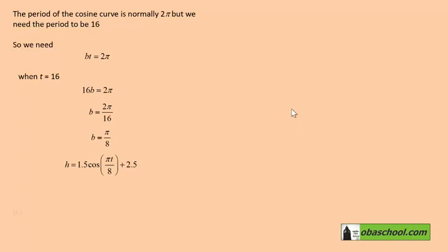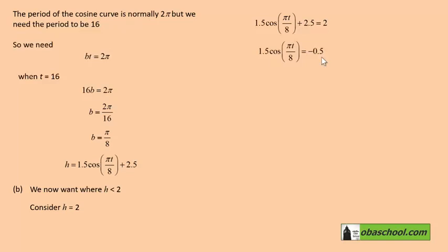So we can start looking at part B. We now want where h is less than 2. Remember, when h is less than 2, the boat can't enter the bay. So we'll start by considering where h is equal to 2. So we've got 1.5 cos(pi t over 8) plus 2.5 equals 2. Subtract 2.5 from both sides and divide both sides by 1.5. And so we have cos(pi t over 8) is equal to negative a third.